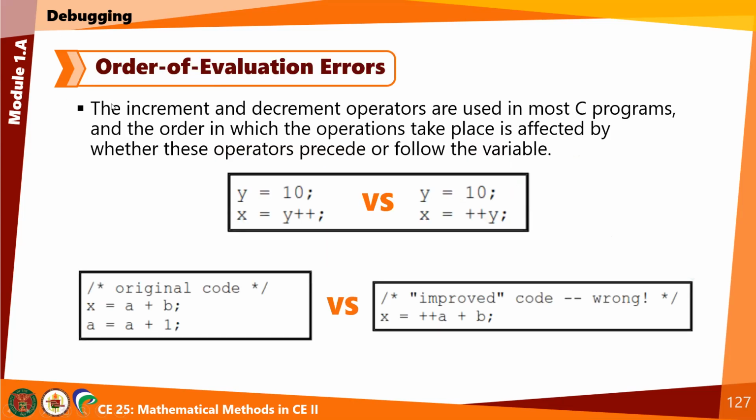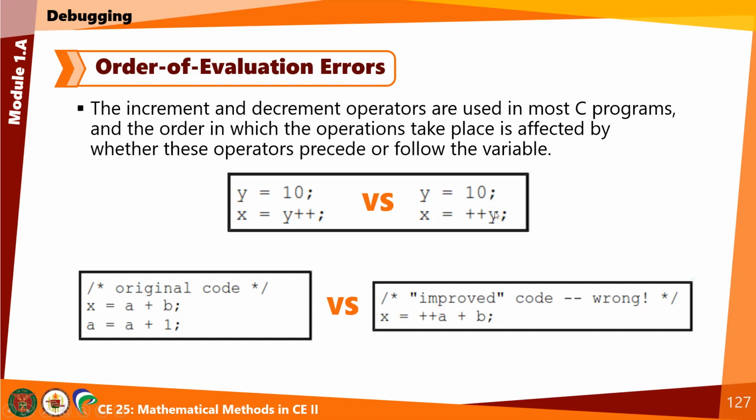So order of evaluation errors. The increment and decrement operators are used in most C programs, and the order in which the operations take place is affected by whether these operators precede or follow the variable. Okay. So this one, y equals 10, x equals y plus plus. And y equals 10, x equals plus plus y.